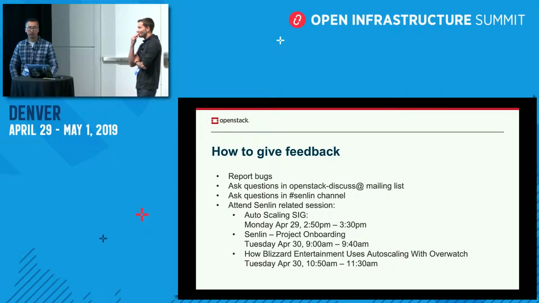Nothing off the top of my head. I think there's a few bugs also with the load balancer policy that people submitted, so I think we're looking at that as well.